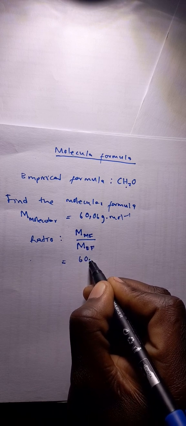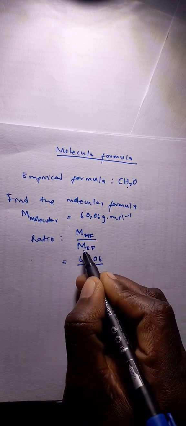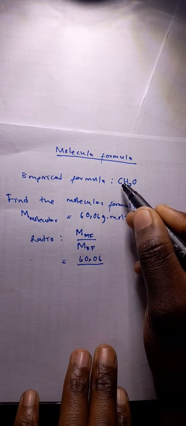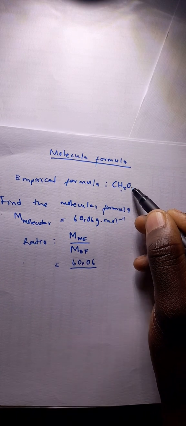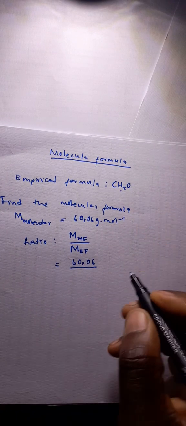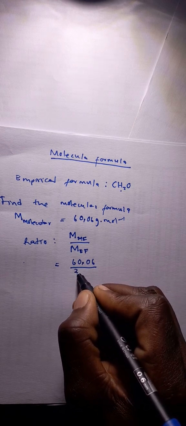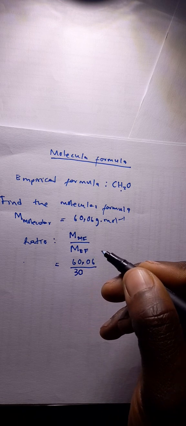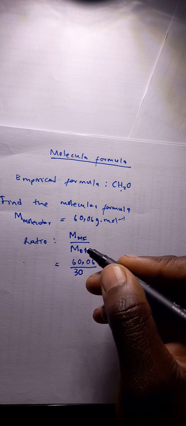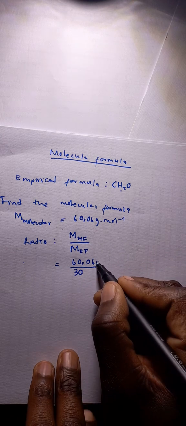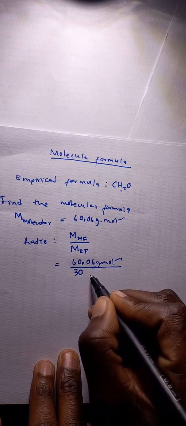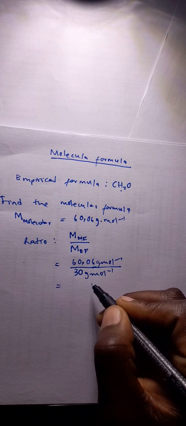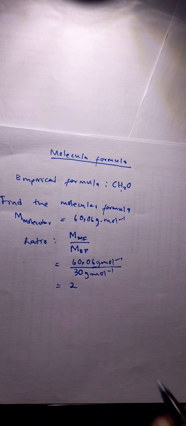What is the molar mass of the molecular formula? It's given to be 60.06. What is the molar mass of the empirical formula? This empirical formula, it is 12 plus 2, 14, plus 16. That's 30, guys. You are going to divide, and we know this is grams per mole. It's not really a problem. You're going to get a ratio here, and the ratio will be 2.